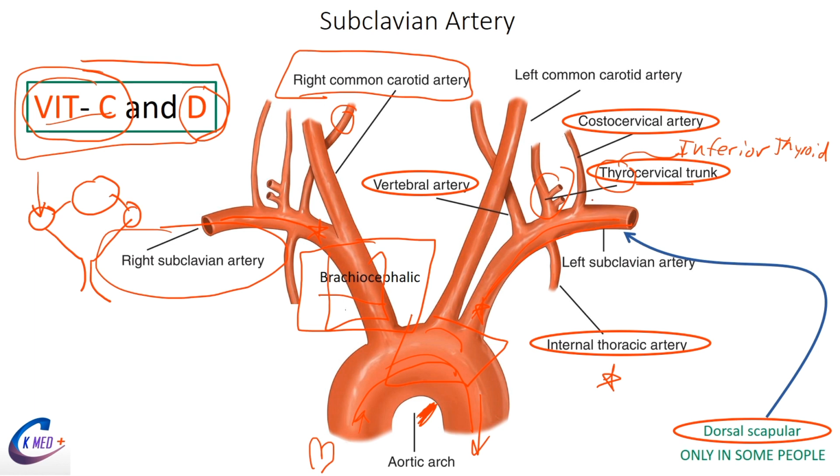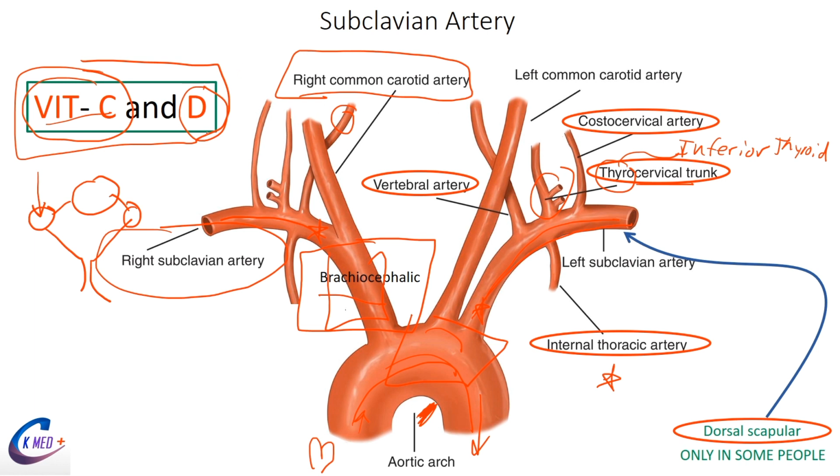And then lastly, after our T is our C, and that's our costocervical. Pretty much this just gives blood supply to the musculature of the neck, and it's not that important of an artery, but that is the C and the last branch.